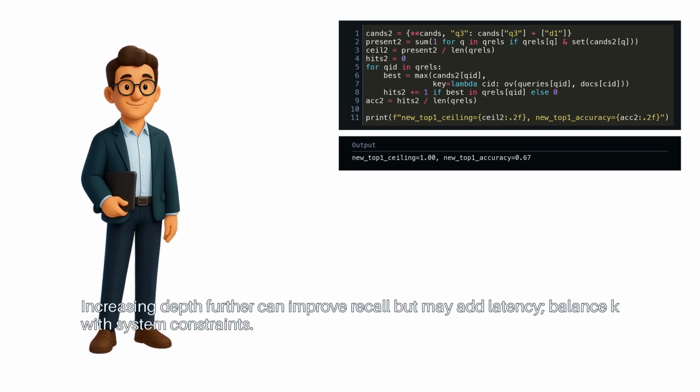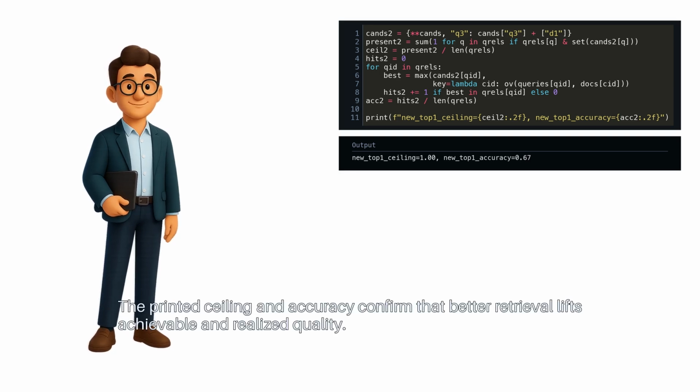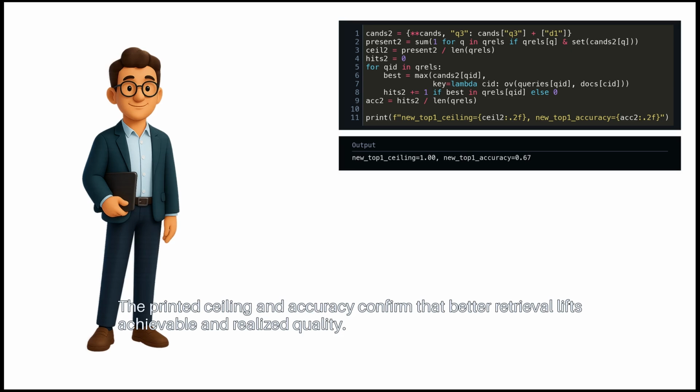Increasing depth further can improve recall, but may add latency. Balance K with system constraints. The printed ceiling and accuracy confirm that better retrieval lifts achievable and realized quality.